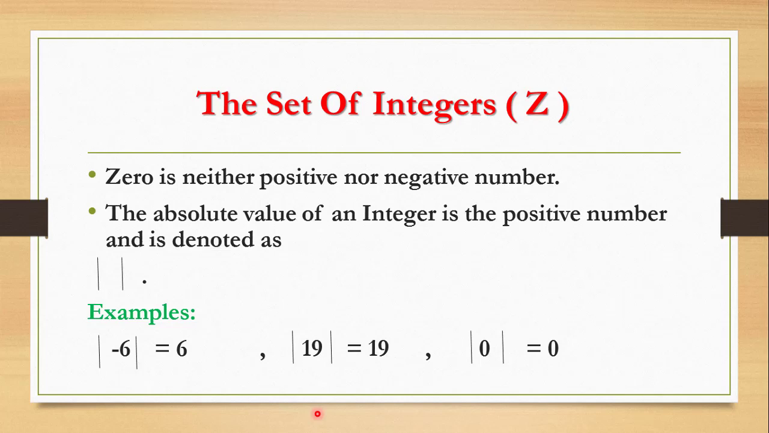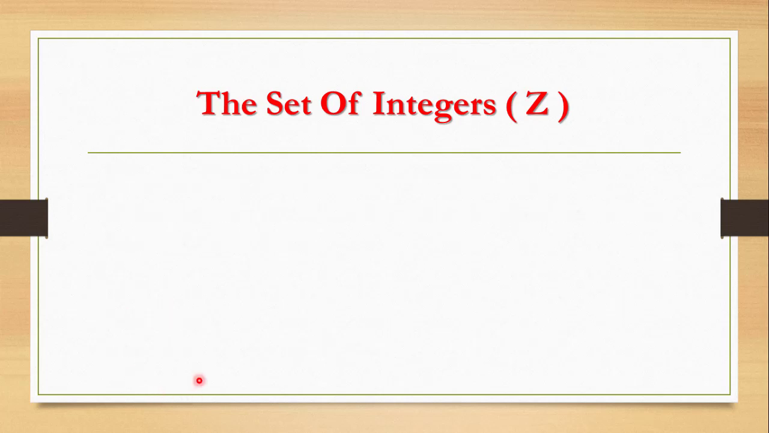Okay. Also, we have the absolute value. Absolute value means the positive number. If you have a negative number, you will change it to a positive, the same number but with a positive sign. For example, you have negative 6. The absolute value of negative 6 is 6. The absolute value of 19 is 19, and the absolute value of 0 is 0. So the absolute value means only the positive number. If the number is negative, I'll change it to a positive number.